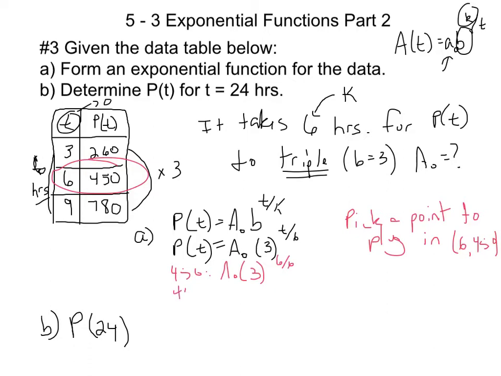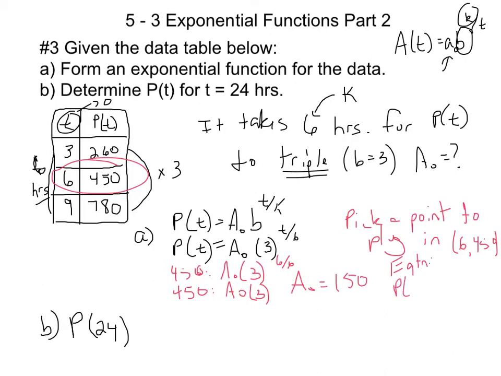Okay, solve it. 450 equals A naught times 3 to the 6 over 6, this is 1. Oh, that's why I picked that point, because I knew 6 over 6 was just 1. Now solve for A naught. Just divide by 3. So A naught is 150. Or A initial, your initial amount. So, sweet, we can write our equation now, or our function.